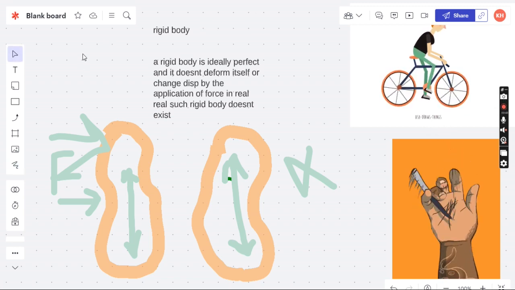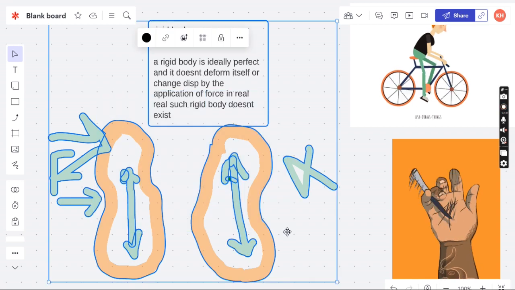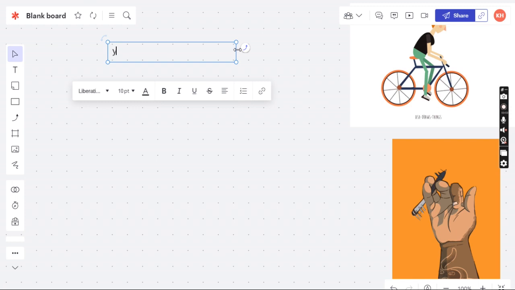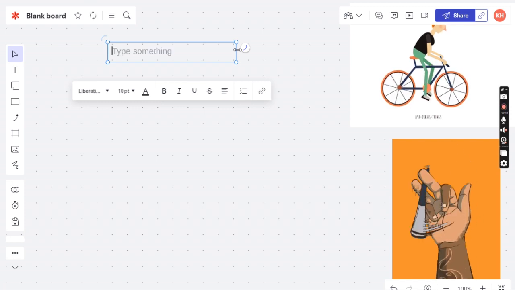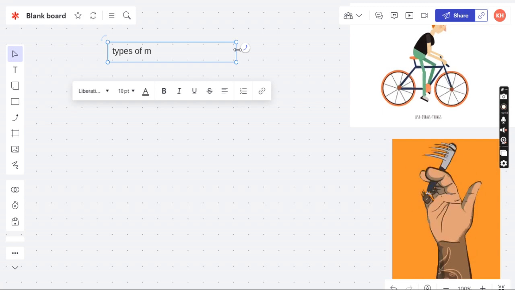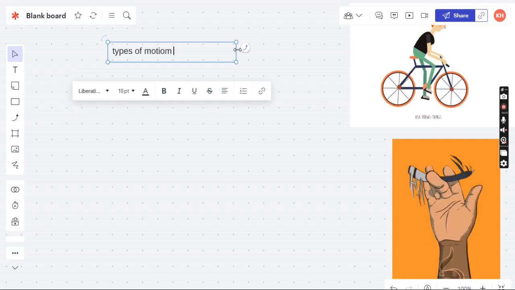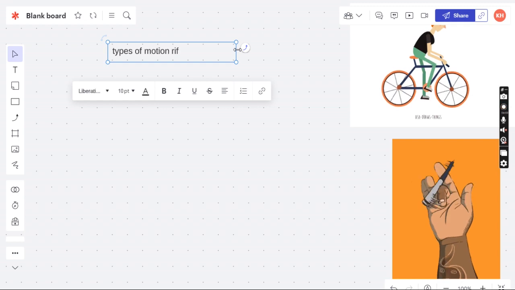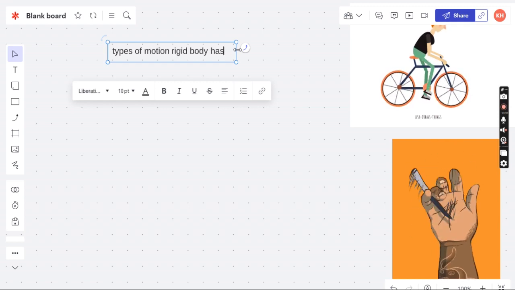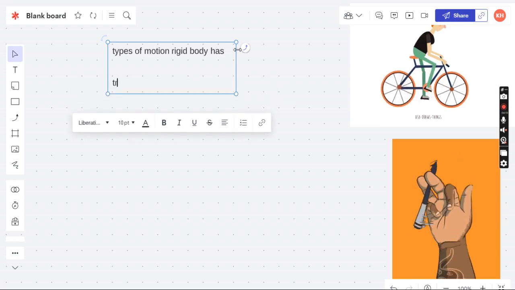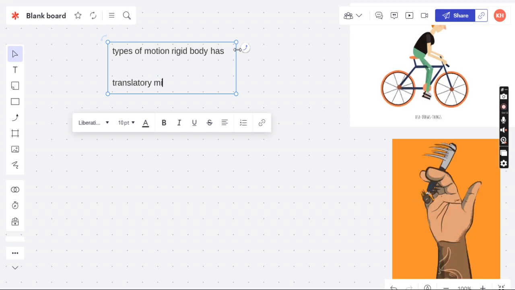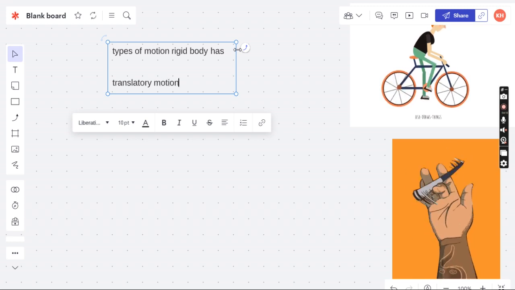If we talk about the types of motion a rigid body has, let's discuss the types of motion a rigid body has. The first is translatory motion. Now what is translatory motion? Let's discuss the first one, which is translatory motion.